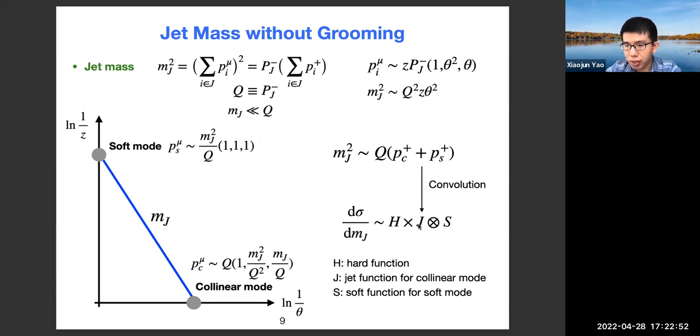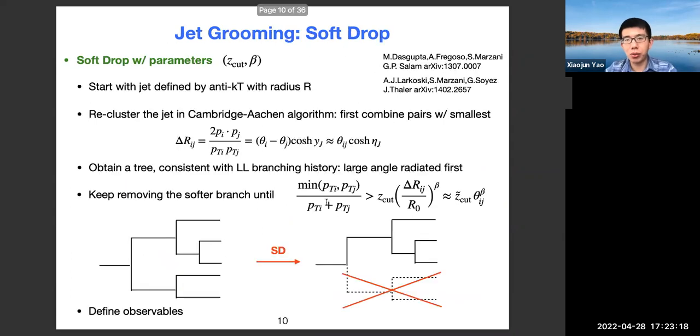The jet function describes the dynamics of the collinear mode, and the soft function describes the soft mode. Since the soft mode and the collinear mode contribute in this way to the jet mass, there is a convolution here, which connects these two modes at these two ends. This is the factorization description for jet mass without any jet grooming. And now I'm going to introduce one popular jet grooming technique called soft drop.